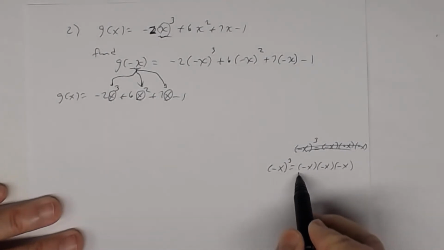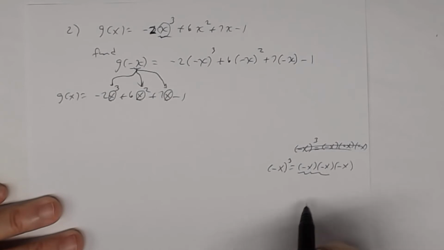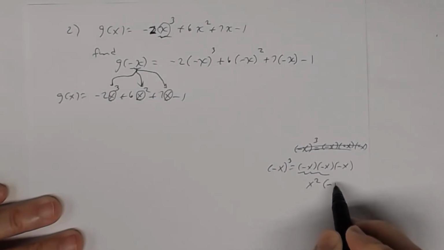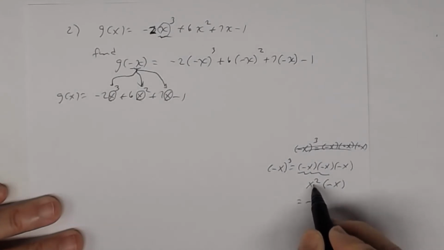All right, so negative x times a negative x, remember multiply from left to right. A negative x times negative x is a positive x squared. And then a positive x squared times a negative x, a positive times a negative is a negative. X squared times x to the first is x cubed.